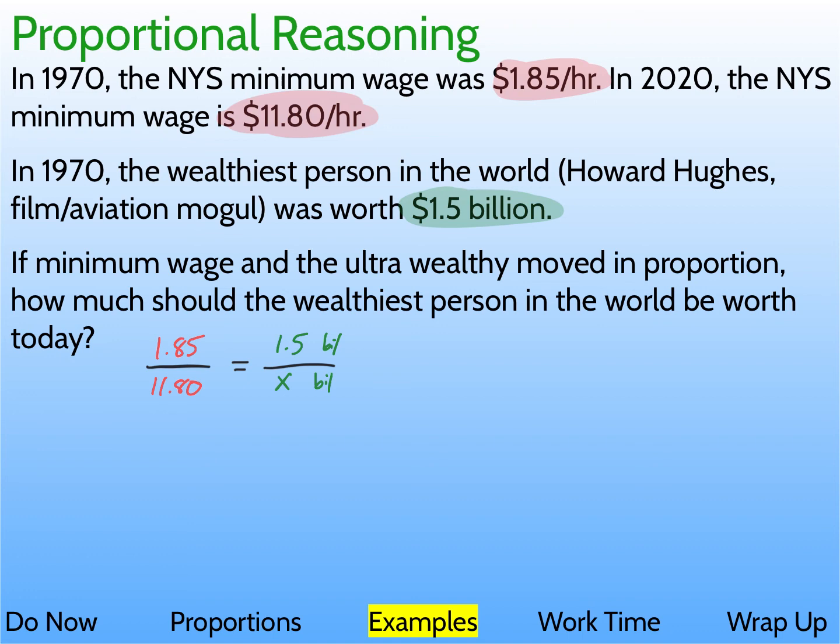So now we just have to cross multiply and solve. So 1.85 times x is 1.85x, and that equals 1180 times 1.5, which is 17.7. So to solve this, just divide by 1.85, and you get that x equals $9.57 billion.